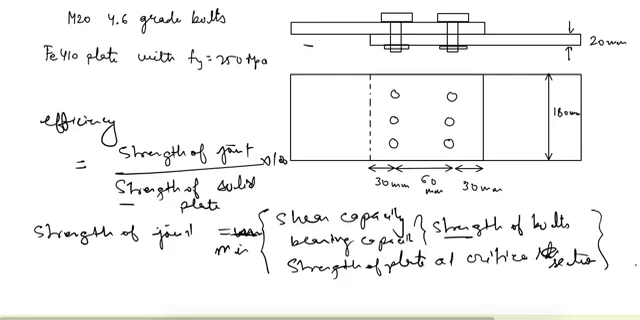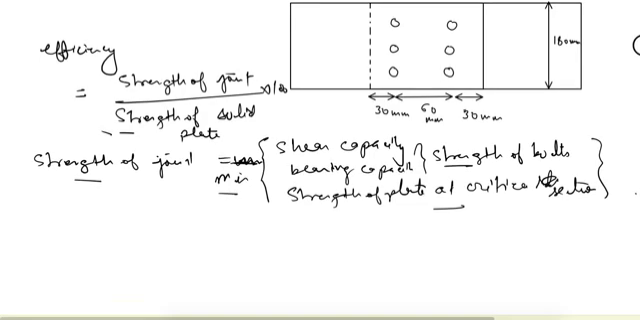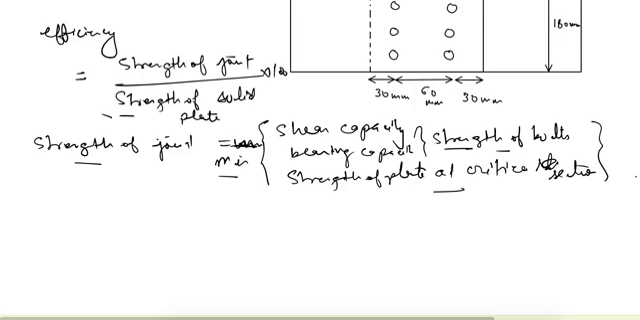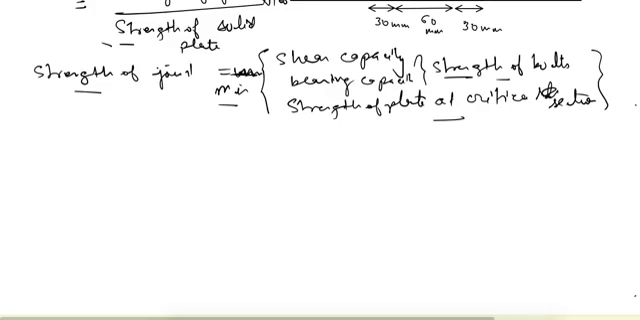So these two criteria, strength of bolts and strength of plate, the minimum of these two gives us the strength of the joint, and dividing it by the strength of solid plate we can obtain the efficiency of the joint. So we'll try to find out the strength of bolt and strength of plate. First we'll see the strength of bolts. Strength of bolt is the minimum of two things, shear capacity or bearing capacity. So first let's see the shear capacity.